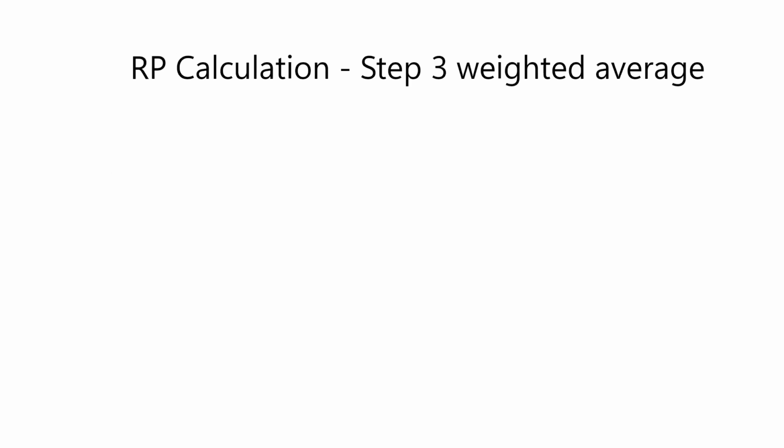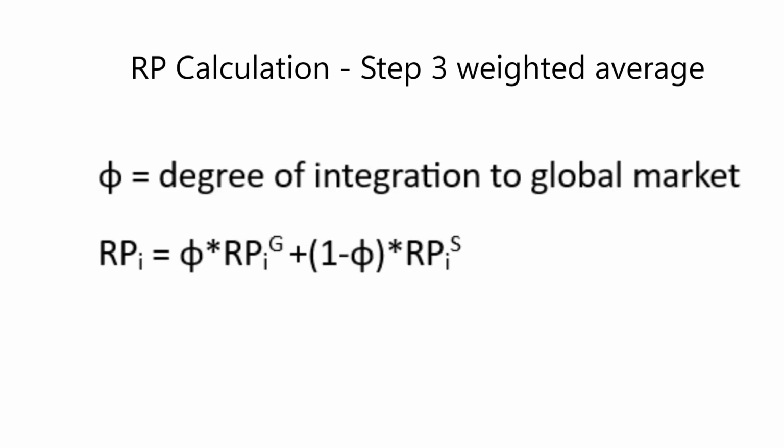Once we have calculated the risk premiums under the assumptions of full integration and complete segmentation, we will take the weighted average of the 2 risk premiums using the degree of integration of the asset in question to calculate the risk premium. Again, the degree of integration depends on the asset itself and is usually a given variable.